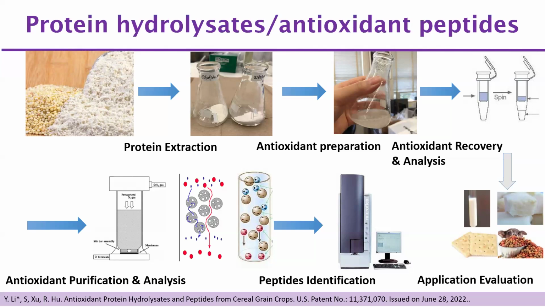That's a key step. After that, we do a series of fractionation and purification processes, trying to concentrate those functional peptides. And then we run mass spectrometry to identify the sequences of the functional peptides. Okay. And then for the application, in this project we focus on the antioxidant. So we evaluate that performance in different systems, like emulsions, fat, pet food, or even bakery.